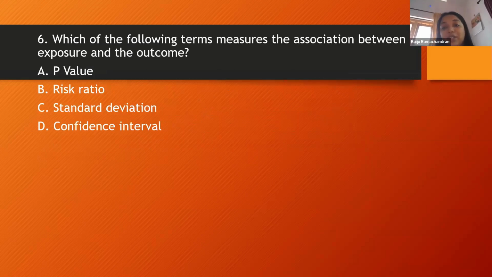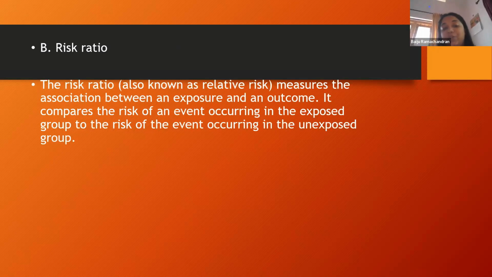Which of the following terms measures the association between the exposure and the outcome? The options are p-value, risk ratio, standard deviation, and confidence interval. So here the answer is risk ratio. Risk ratio is also known as relative risk. Okay, please note down. Risk ratio, also known as relative risk, measures the association between the exposure and the outcome. When there is a relationship between the exposure and the outcome, it is measured by risk ratio, relative risk.